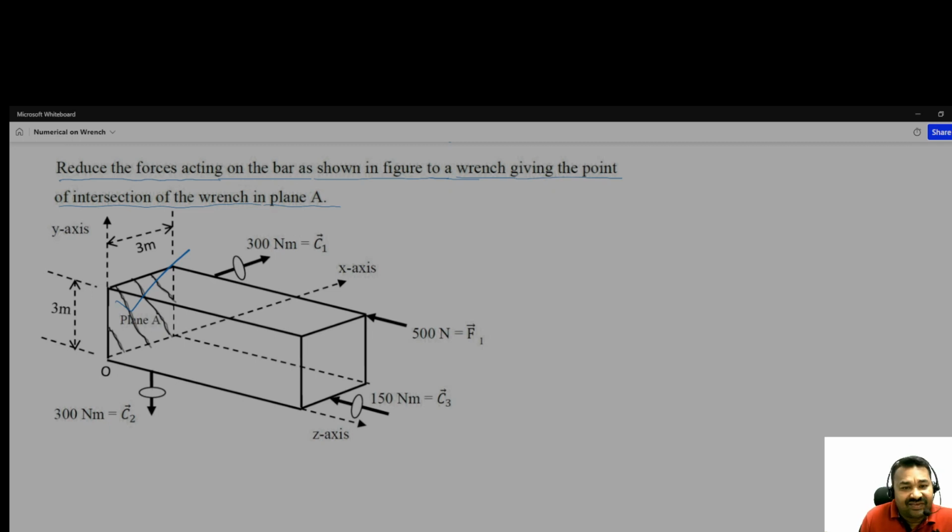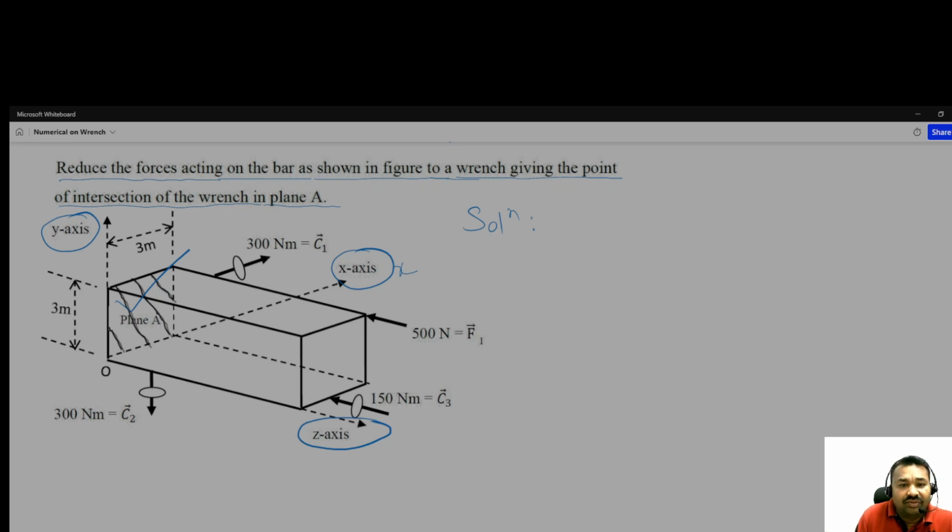And what about the axis? This is the x-axis, and here it is the y-axis, and here it is the z-axis. Let us solve it one by one. In the previous lecture, I showed only the procedure, the approach to solve this kind of problem. In this, we will discuss the solution step by step.